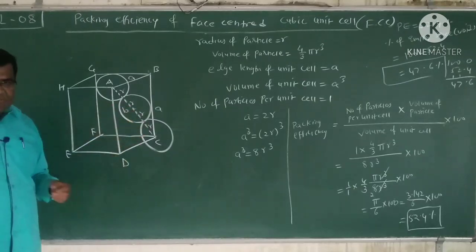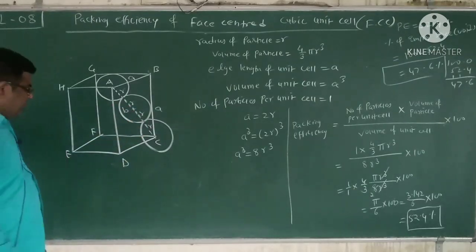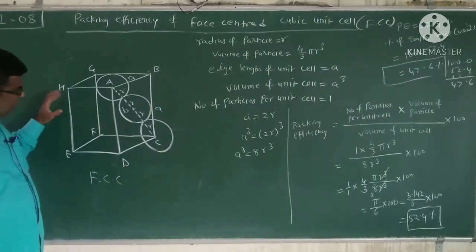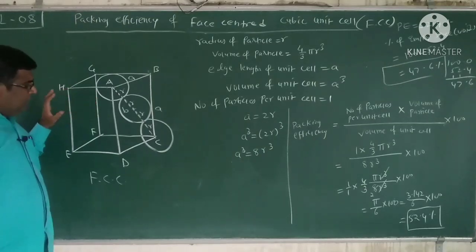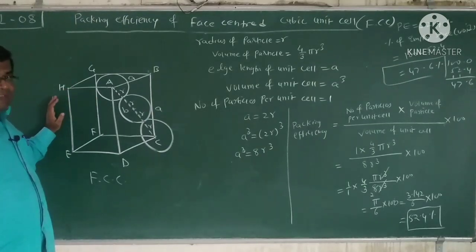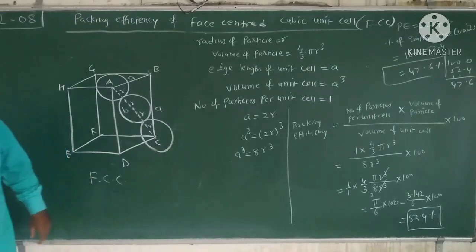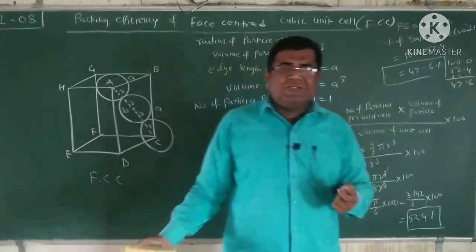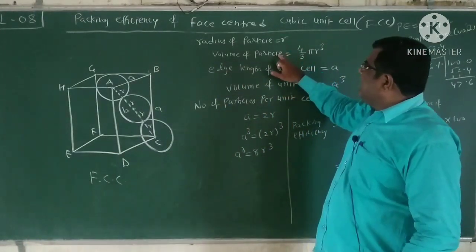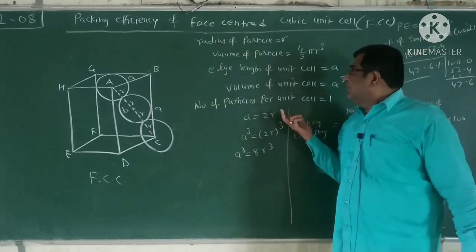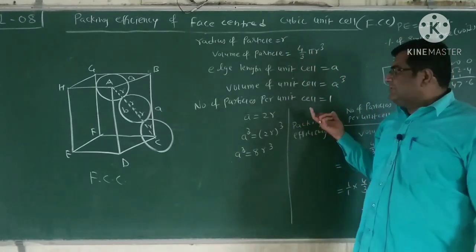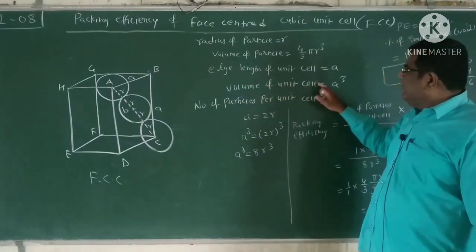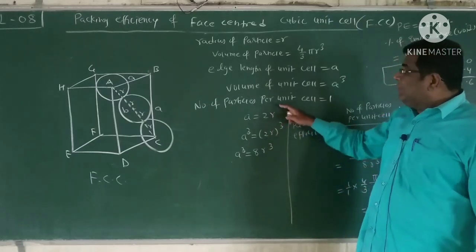That we will mention. The first point is, then we have to give the heading here, FCC, face centered cubic unit cell. Even though it will not appear as a perfect cube, you have to draw a diagram like this because the diagram is marked. Radius of particle is equal to r, that remains as it is. Volume of particle is 4 by 3 pi r cube, that is also a constant formula. Edge length of unit cell is A, volume of unit cell is A cube.